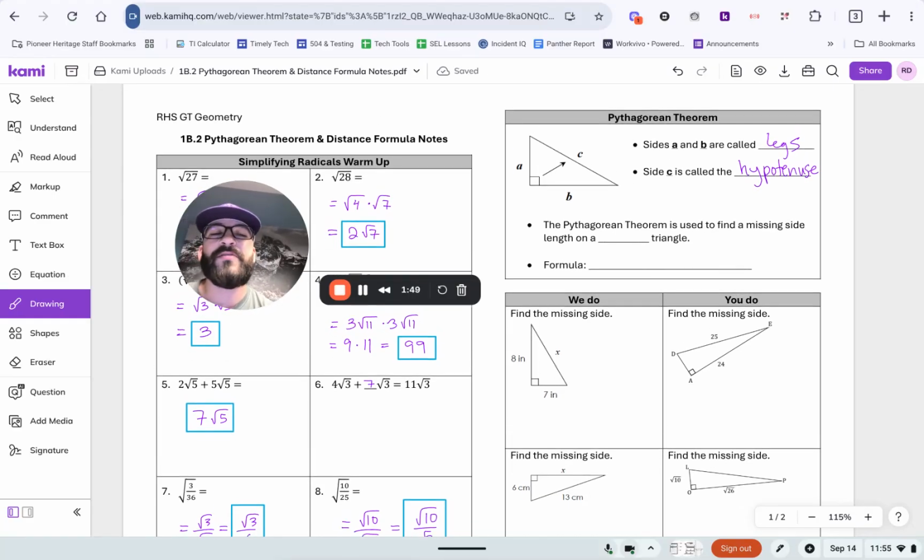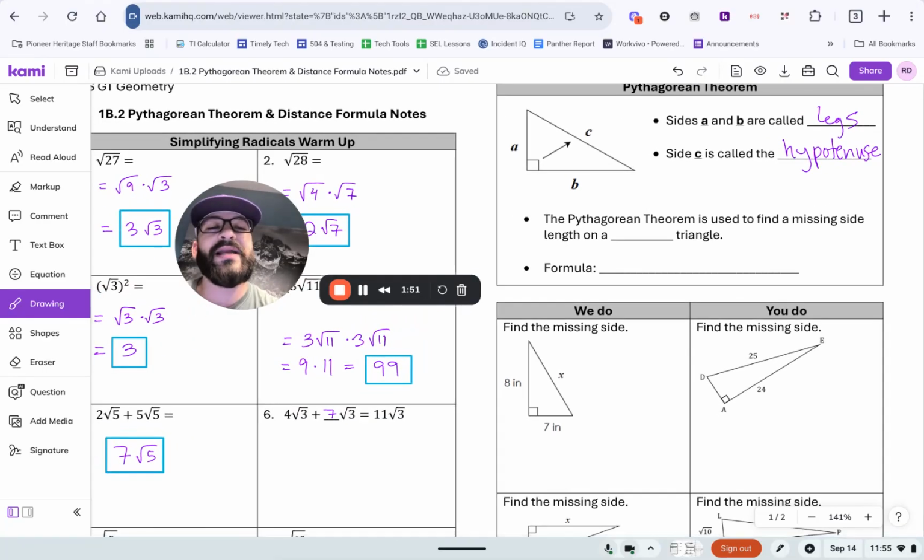And the Pythagorean theorem is used to find that missing side length on a right triangle. So we can only use it on right triangles. We cannot use it on just any triangle. And of course, that formula for our Pythagorean theorem is a squared plus b squared is equal to c squared. That should be familiar, hopefully.